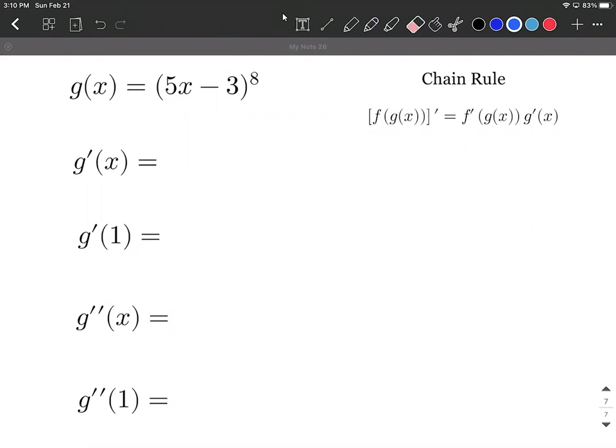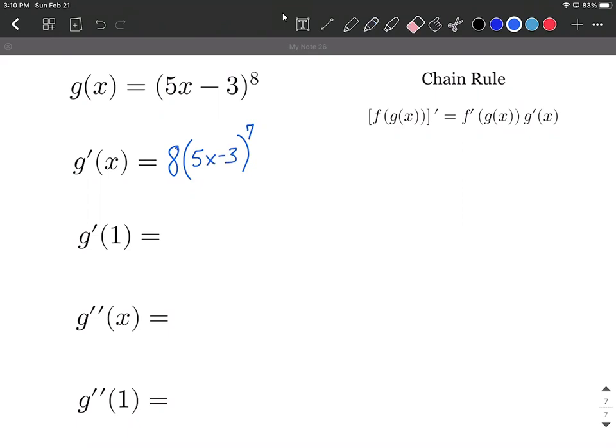All right, so the first thing we want to do is, using the chain rule, we're going to take the derivative of the outer function. So that means that the 8 comes down in front, and we're going to reduce that exponent by 1. So 8 minus 1 makes 7 for our new exponent. We're going to copy down the inner function, 5x - 3, and not do anything to that right now.